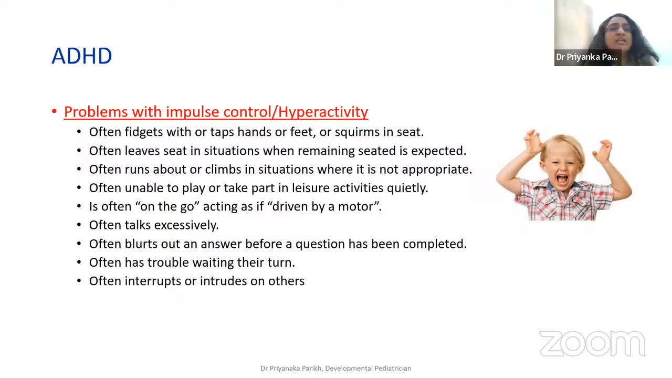A child who's talking excessively or interrupting conversations, not waiting for his turn. These are all the aspects. A child who is not able to wait in the class to answer a question, so just blurts out an answer even before the question is completed, and sometimes gives even the wrong answer because the child has not yet heard the question completely.